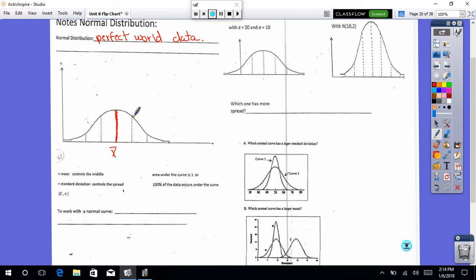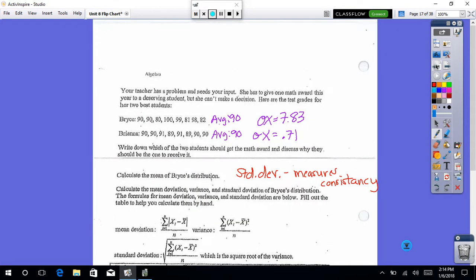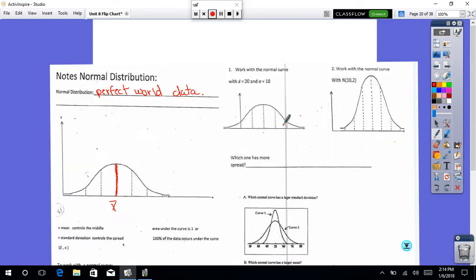If you see these little tick marks that are separating the curves here, that is one standard deviation away from the mean. So let's think back about Bryce and Brianna. We said that Bryce had a standard deviation of 7.83. You would take whatever the mean is, add 7.83, and that would give you the scores that are falling right here. Add another 7.83, and that gives you the scores right here. Add another 7.83, and so on. Obviously if you go to the left, you're going to subtract that same exact amount.